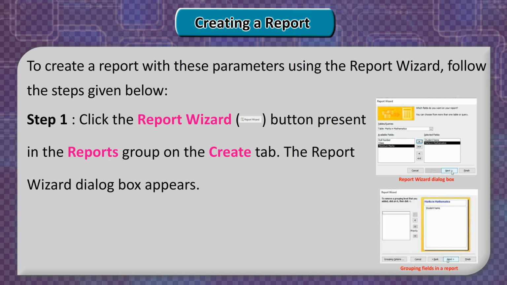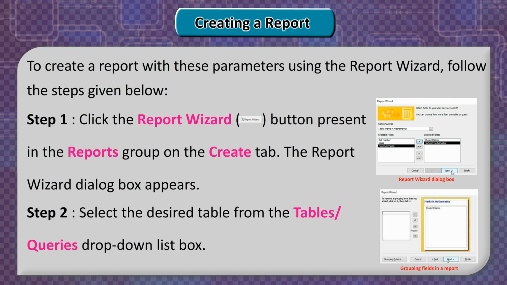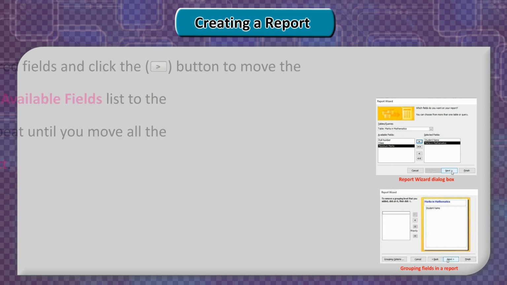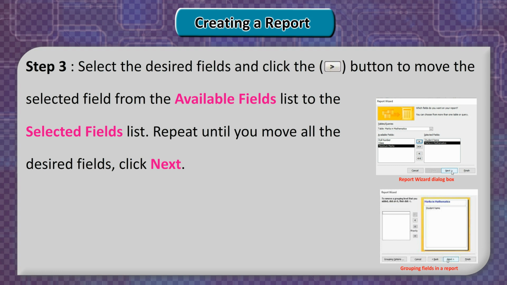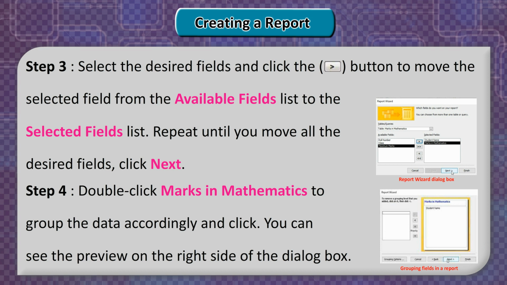Step 1. Click the Report Wizard button present in the Reports group on the Create tab. The Report Wizard dialog box appears. Step 2. Select the desired table from the Tables/Queries drop-down list box. Step 3. Select and move the fields Student Name and Marks in Mathematics from the Available Fields list to the Selected Fields list. Click Next. Step 4. Double-click Marks in Mathematics to group the data accordingly and click Next. You can see the preview on the right side of the dialog box.